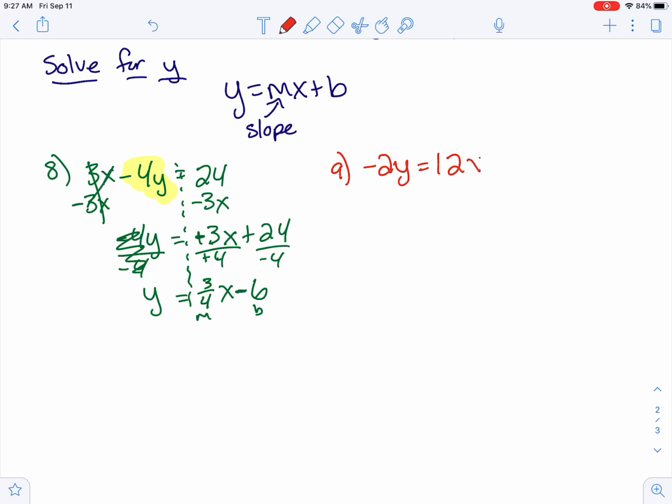Negative 2y equals 12x minus 6. Okay, there's nothing to move if I do my dotted line. I just have this negative 2 attached to the y. If they're attached like that, they're being multiplied. So the opposite of multiplying would be divide. We're going to divide each thing by negative 2. So that's gone. We're left with y equals negative 6x. Negative divided by negative is a plus. 6 divided by 2 is 3.